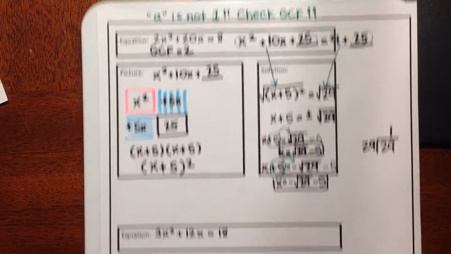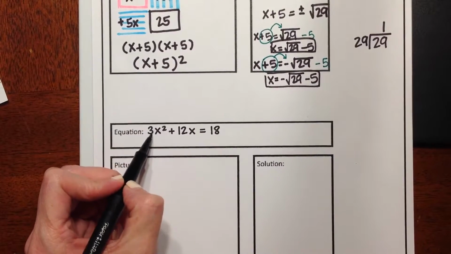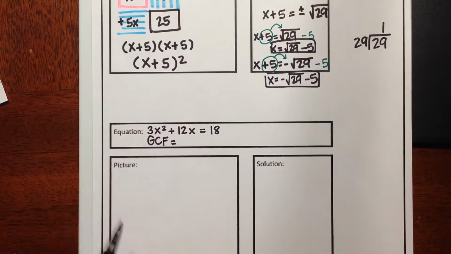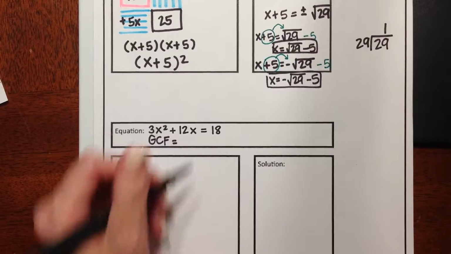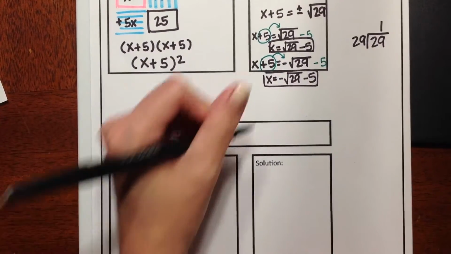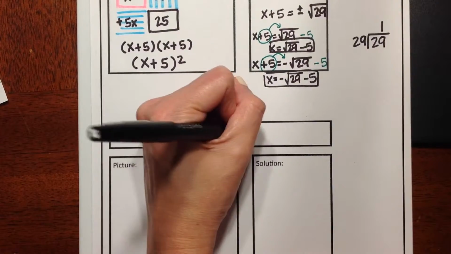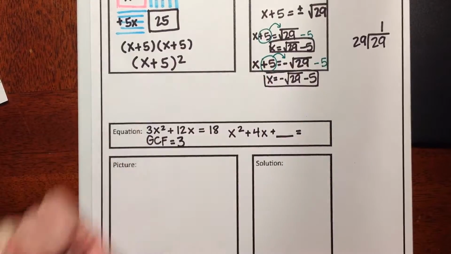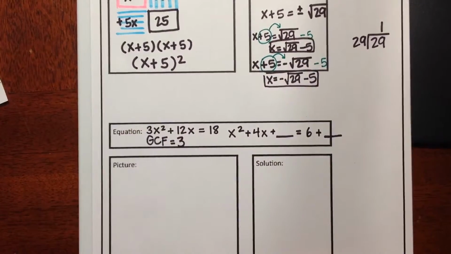Okay, last example. I've got 3x squared plus 12x equals 18. Again, I notice that my a coefficient is not a 1, so I want to check for my GCF. And so I'm thinking of a number that I can divide out evenly from 3, 12, and 18, and the answer is 3. So I'm going to start dividing. That's going to give me x squared plus 4x, I'm going to leave a blank space for my constant, and then 18 divided by 3 is 6, and then I have to have another blank after the equals.